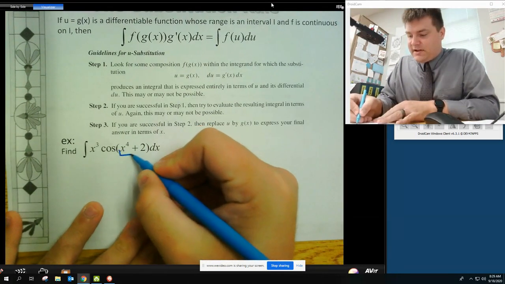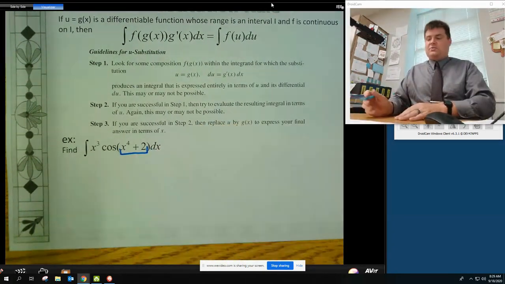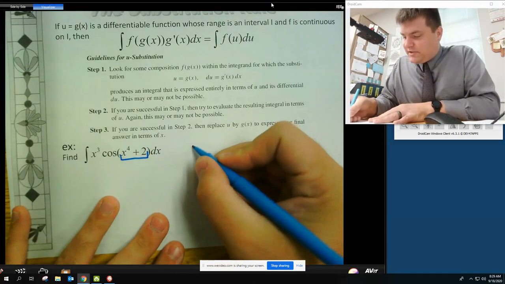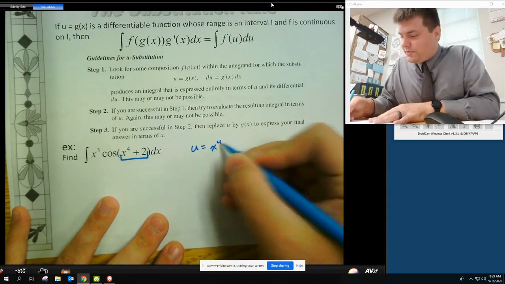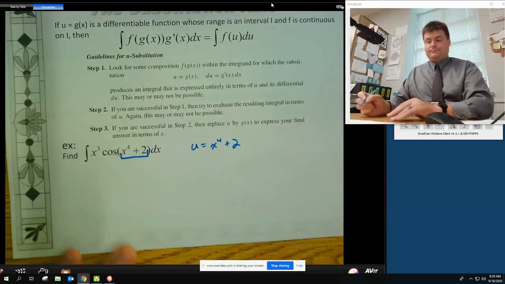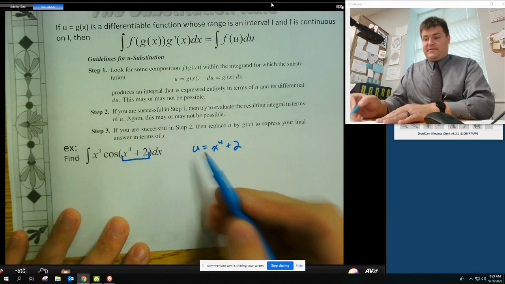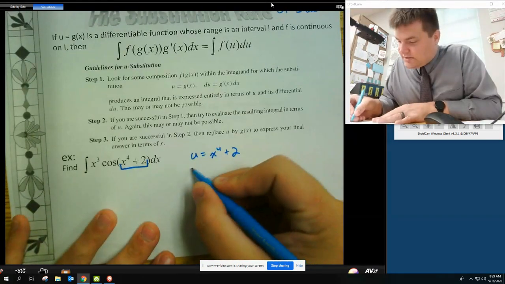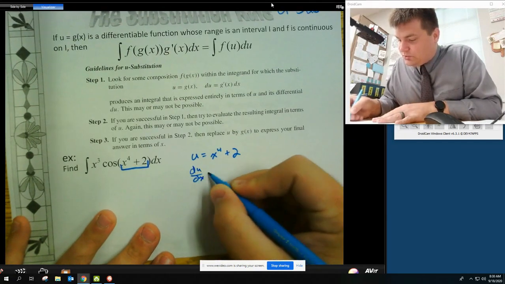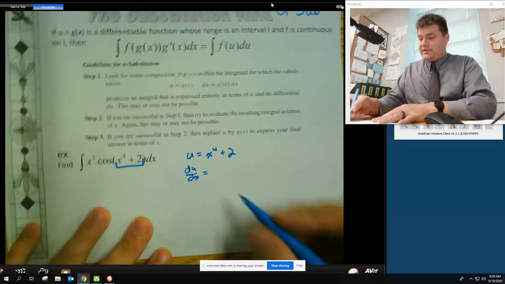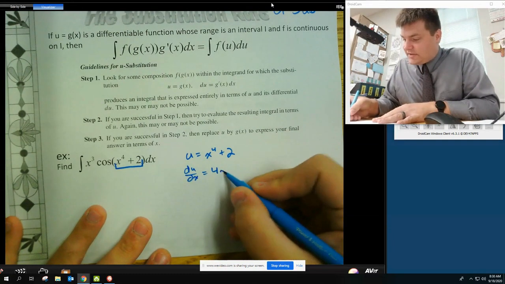I'm going to tell you right now, it's inside of cosine. So inside of cosine is going to be u equals x to the fourth plus 2. Now we have to take the derivative of this. So we're going to get du over dx is equal to, derivative of x to the fourth is 4x to the third.